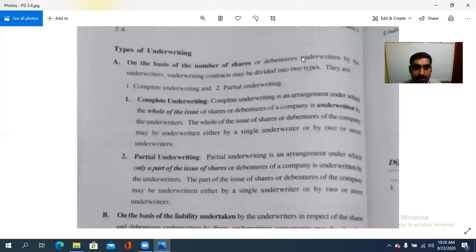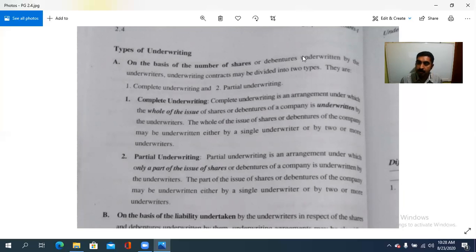Then, types of underwriting. What are the different types? First, either underwrite the whole or underwrite half. So that is complete underwriting and partial underwriting, on the basis of the number of shares. That is what we have to remember first. Point number A is on the basis of the number of shares or debentures underwritten by the underwriters. They may be of two types, complete underwriting and partial underwriting.